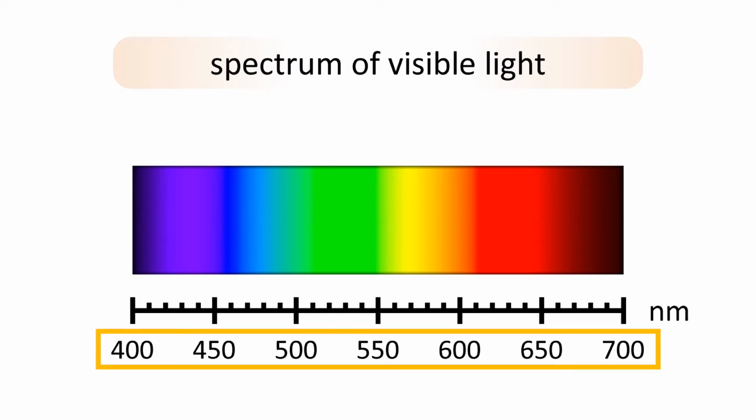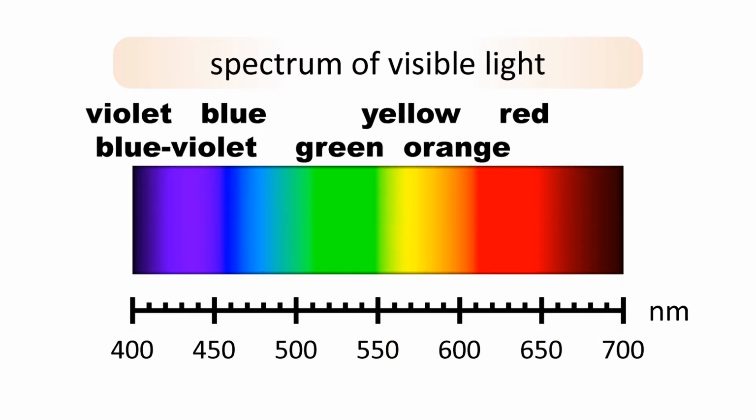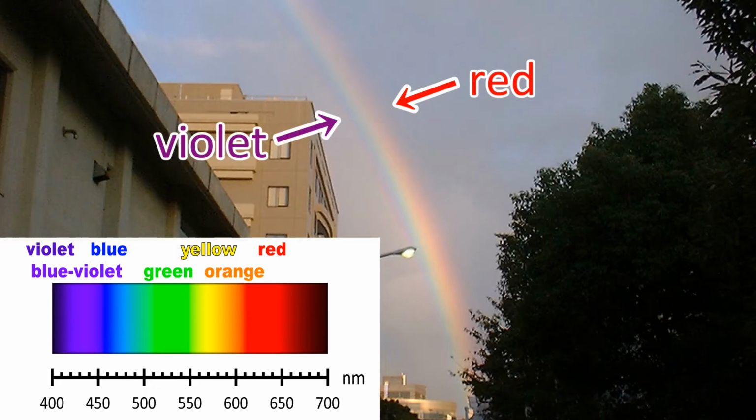The wavelength of visible light is about 400 to 700 nanometers, and we see violet, blue, green, yellow, orange and red. Yes, just like a rainbow. In fact, there is a relationship between the order of rainbows and their wavelengths.